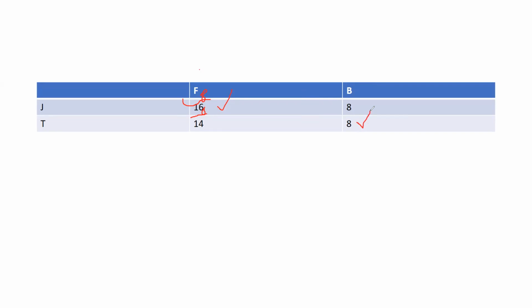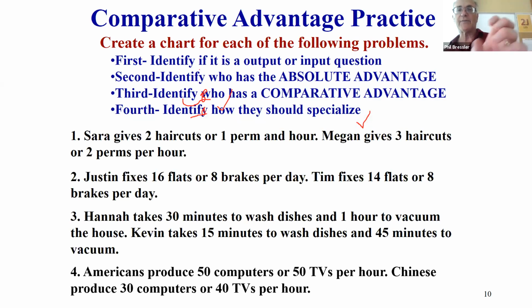All right, any questions on this? I'm confused on how you know if it's an output or input. Okay, that's a good question. Let's go back to the question. Justin fixes 16 flats. The question is, how many flats or how many brakes? That makes it an output, because we're trying to see how much of a product we could do. But look at number 3. Hannah takes 30 minutes to wash dishes. We're not seeing how many dishes she could wash, so that's why it's an input. It's how much time, and time would be an input. Does that make any sense to you? Yeah, that makes sense now.